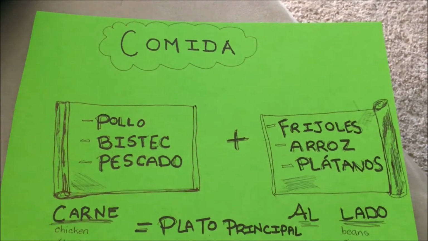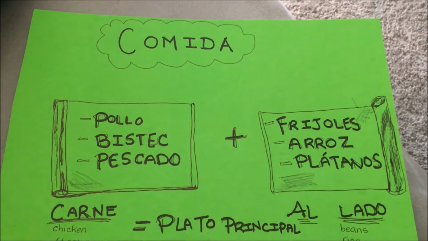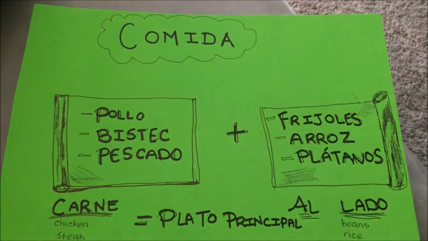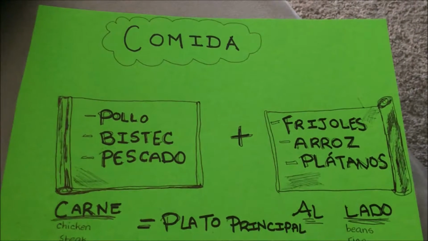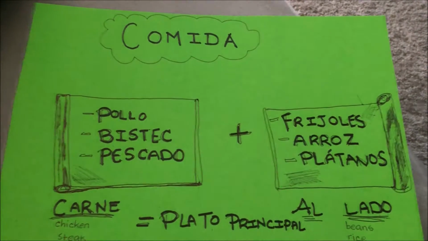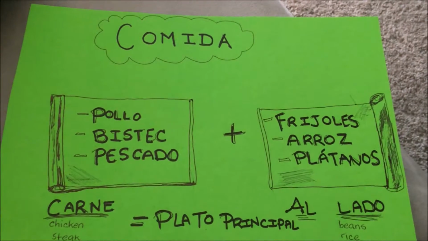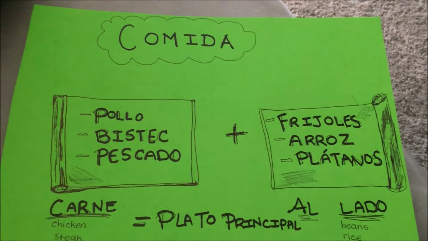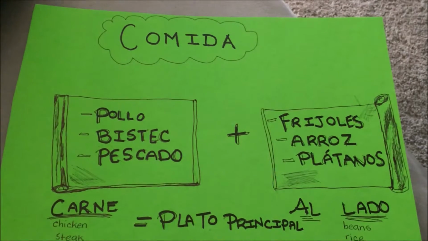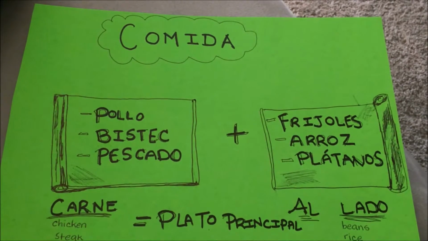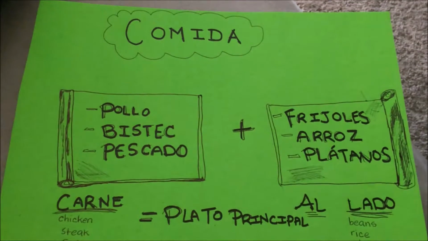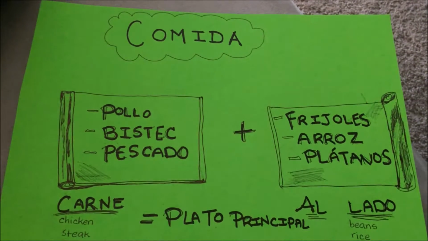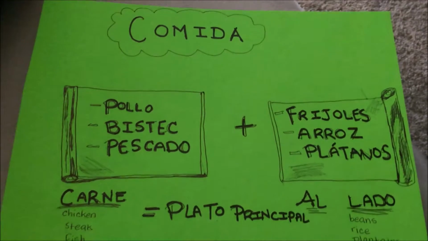Alright, so the first thing we're going to talk about is carne. We have 3 options that you normally get on a menu. There's pollo, bistec, and pescado. Respectively, that's chicken, steak, and fish. Next, we have your alados. We have our frijoles, arroz, or plátanos. Those are our beans, rice, and plantains. And together, the carne with the side, alado, makes a plato principal, an entree.